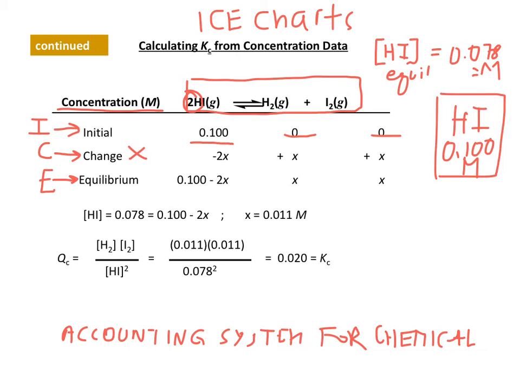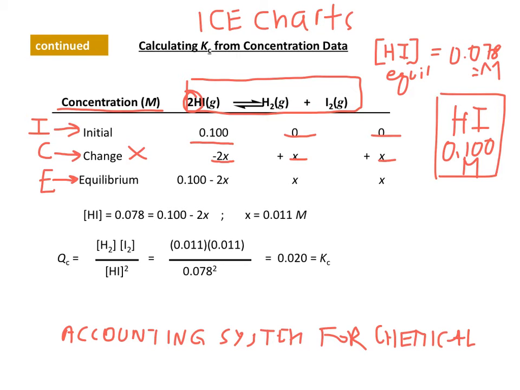And if X is changed, then X amount of H2 is produced. And there's a 1 there, so you only have a 1 here. And amount X of iodine is produced. Okay, so that's the change part. 2X of HI goes away. X of H2 and X of I2 is produced.